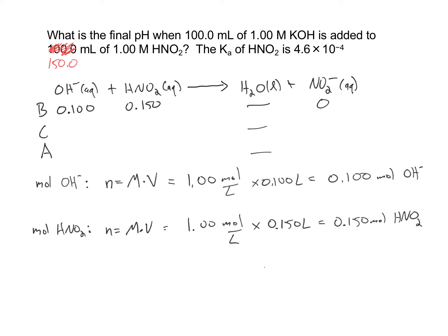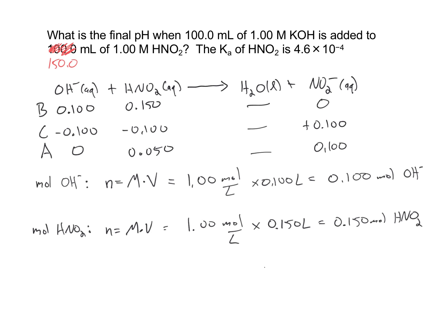So when we lose 0.1 moles of hydroxide, that will neutralize 0.1 moles of nitrous acid, and that will make 0.1 moles of the nitrite ion. So when this reaction finishes, I'll have used up all my hydroxide, but then I'll have 0.05 moles of nitrous acid and 0.1 moles of its conjugate base.